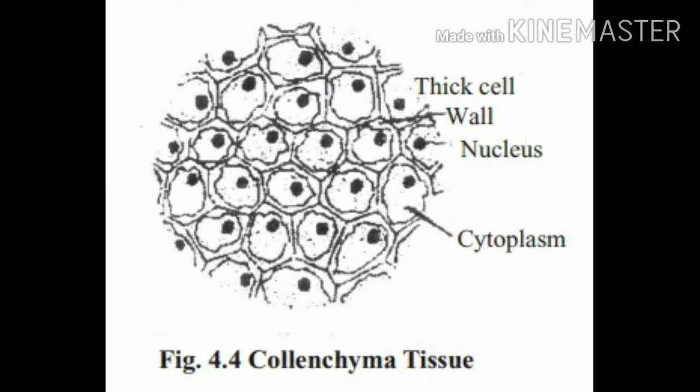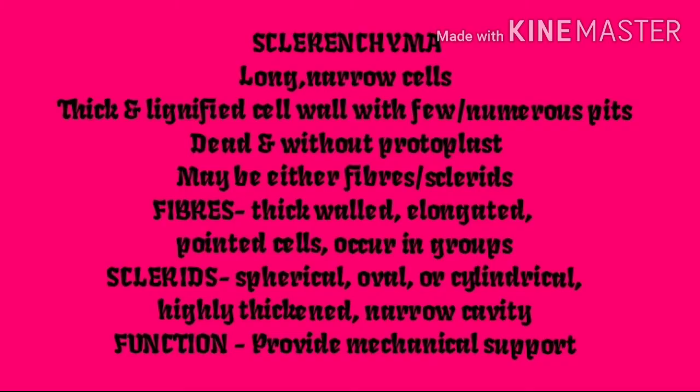And the sclerenchyma consists of long, narrow, thick and lignified cell walls having a few or numerous pits. They are usually dead and devoid of protoplast.